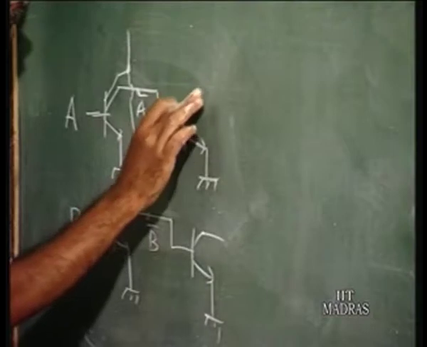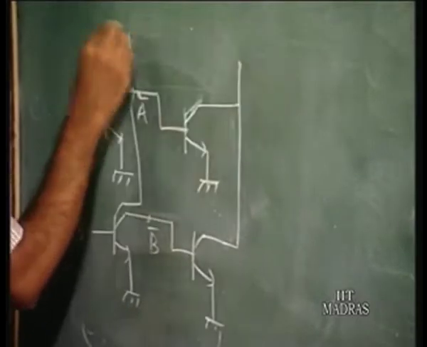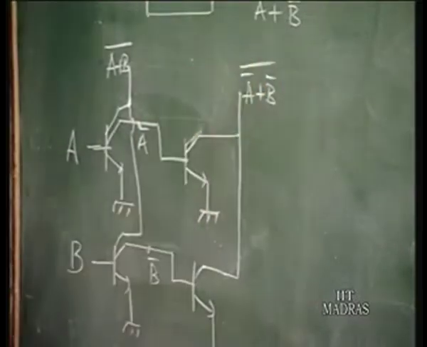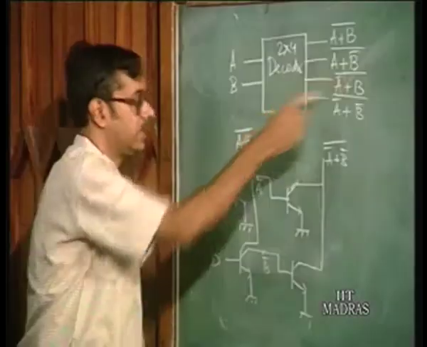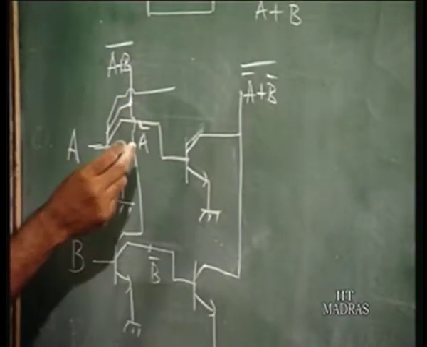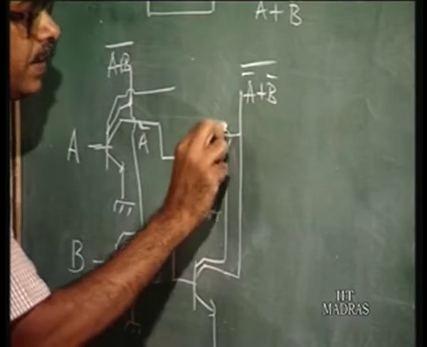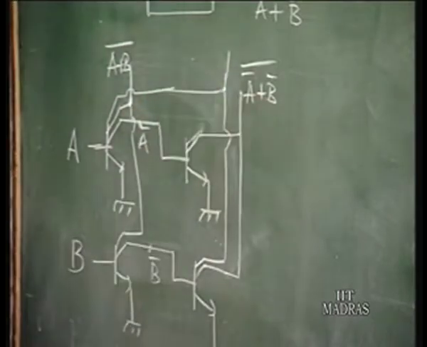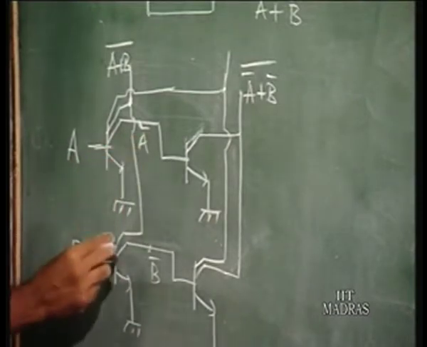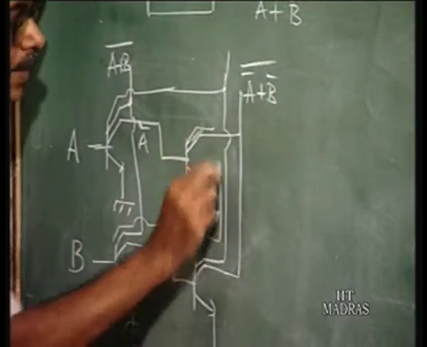If you take the collectors of this and join them together, here you have A and B bar, here you have A bar and B bar, the NOR of these two. If you want to realize the other two, you have to take one more collector here. This is going to give you the NOR of A and B bar. You have to join this together here. And if you want the NOR of B and A bar, you have to take the collectors of this and join them together.